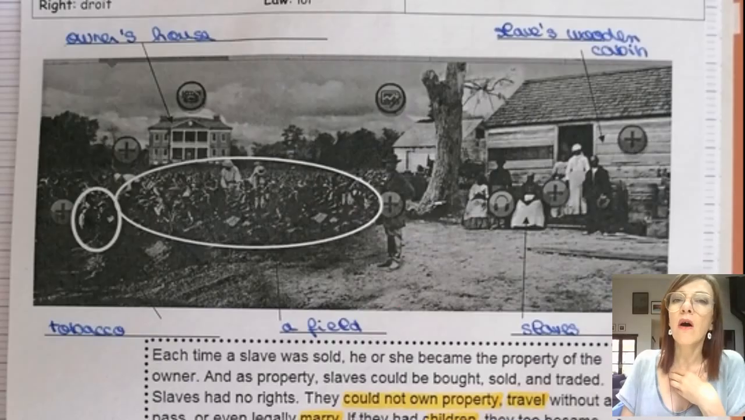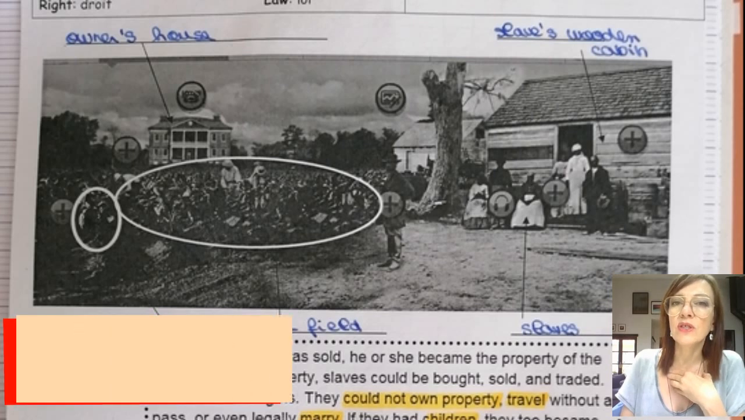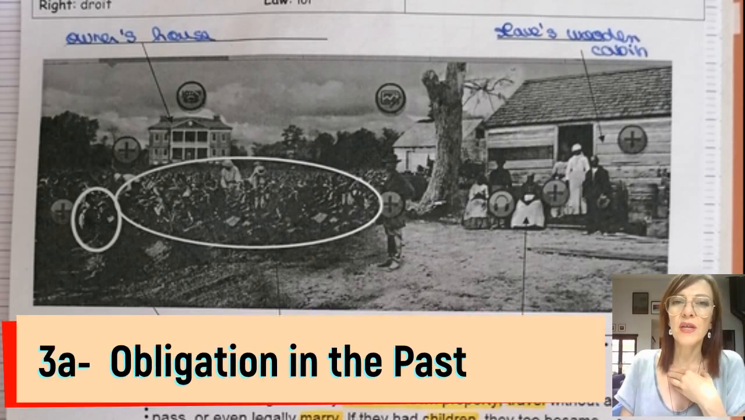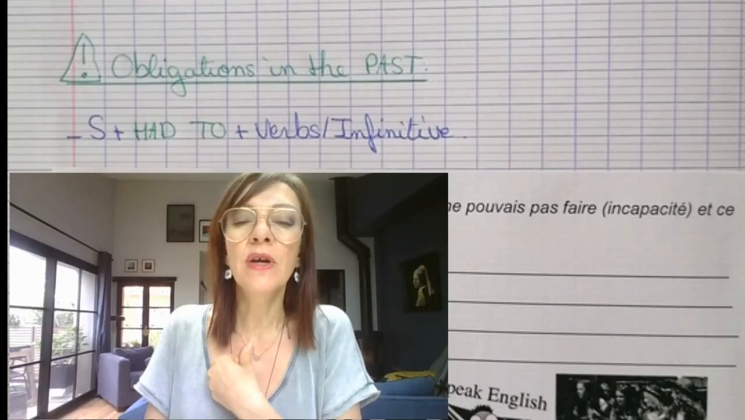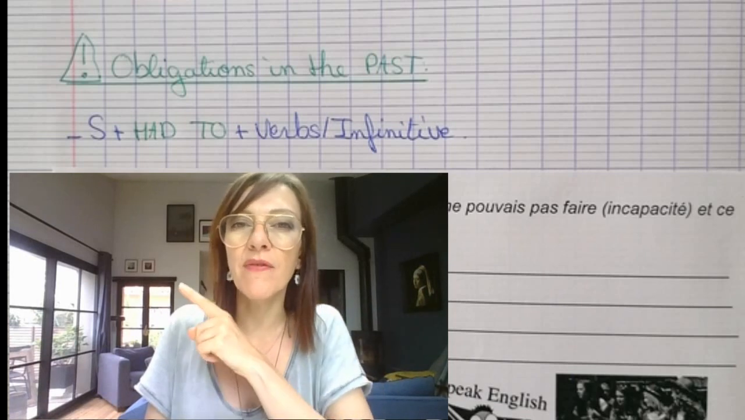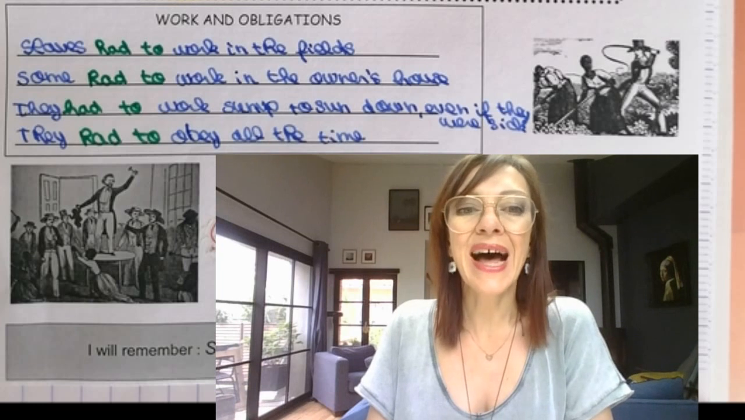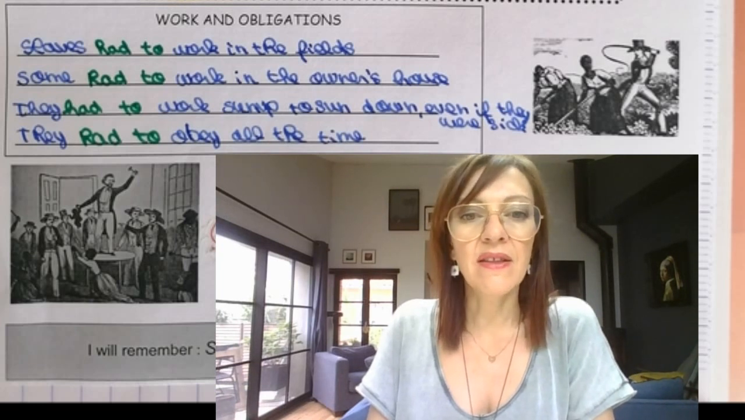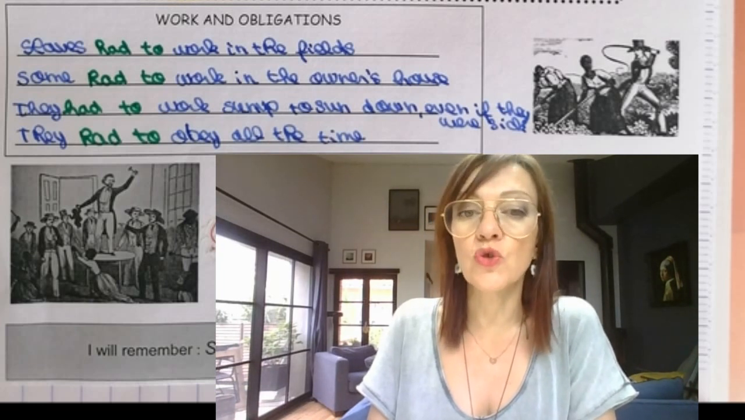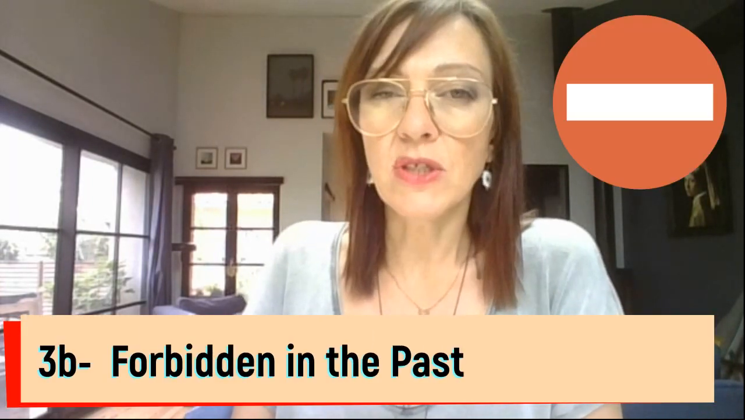We described the horrible conditions which slaves lived in, and for this we described their life on the plantation and what they had to do, their obligations. Had to is always followed by a verb in the infinitive. For example, in your lesson, we said slaves had to work in fields and they had to work in the owner's house too. We also talked about what was forbidden for them, the absence of rights.